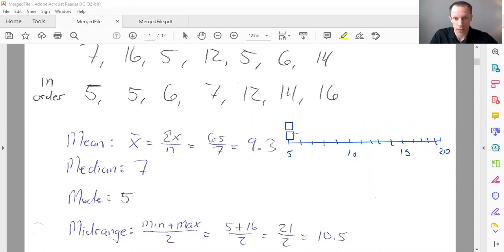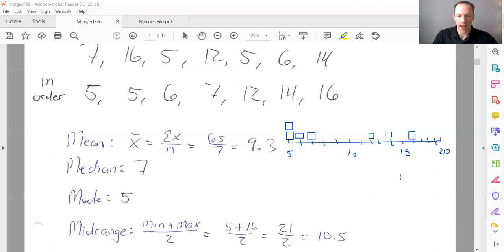And then we have the number 6, so I put a weight there. I put a weight at 7. I'm going to put one out here at 12, one at 14, and one at 16. So it's almost like a dot plot, but just think of the dots as 1 ounce weights.